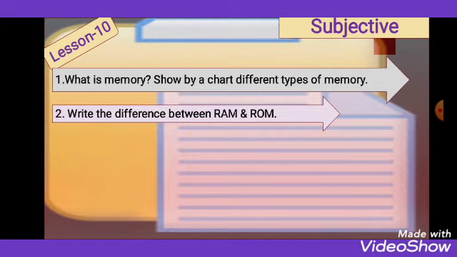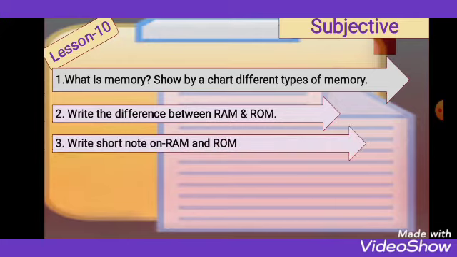Number 2, write the difference between RAM and ROM. Yes, I will show you this difference by a chart. Next slide. Number 3, write a short note on RAM and ROM. Here you also write about RAM and ROM, that RAM and ROM both are primary memory. You will write detail about random access memory and read only memory. Then RAM, the capacity of RAM depends totally on electricity, whereas ROM does not depend on electricity. This way you will write part by part.